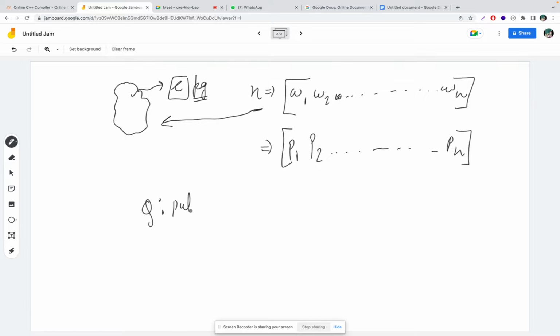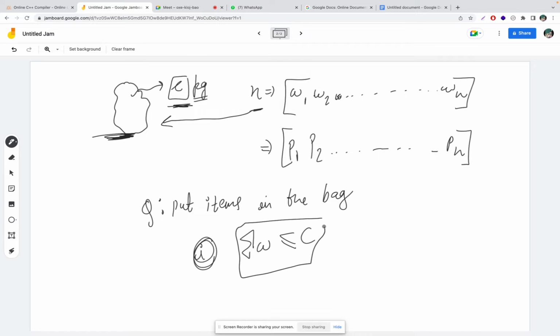Put items in the bag. Is the question clear, Ankit and Raj? Yes, yes. Put items in the bag, but there are some conditions which you have to follow. First, whatever items you put in the bag should not exceed the capacity of the bag. Obviously, if the bag has some capacity, you cannot put items more than the capacity of the bag, right, guys? Yes, Bhaiya. So the summation of W should be less than or equal to C. Whatever items you pick, their sum should be less than or equal to C.